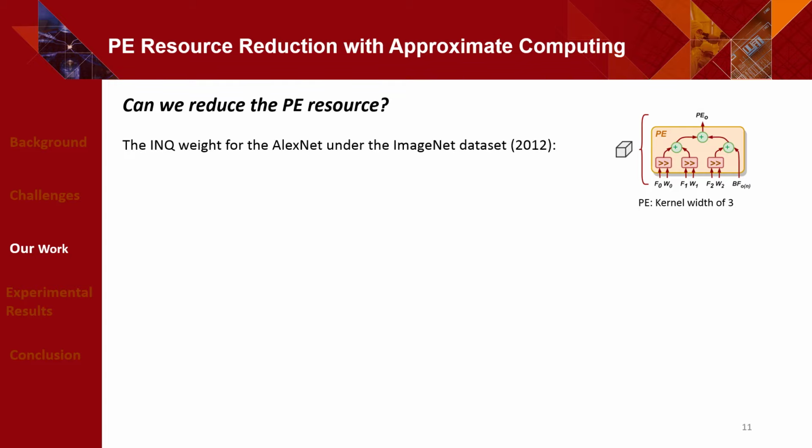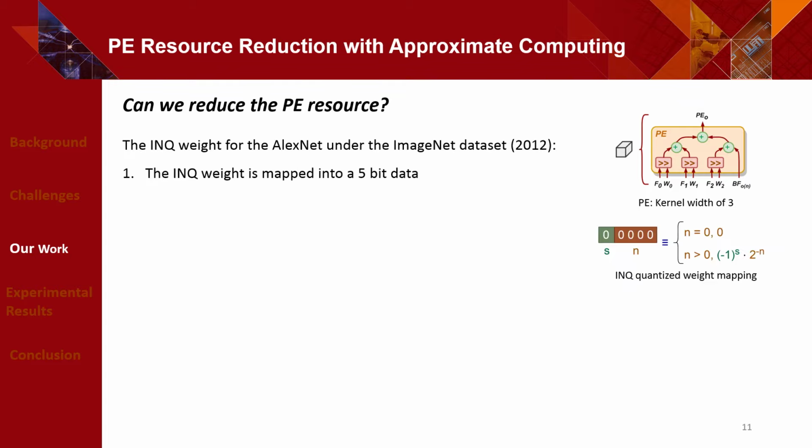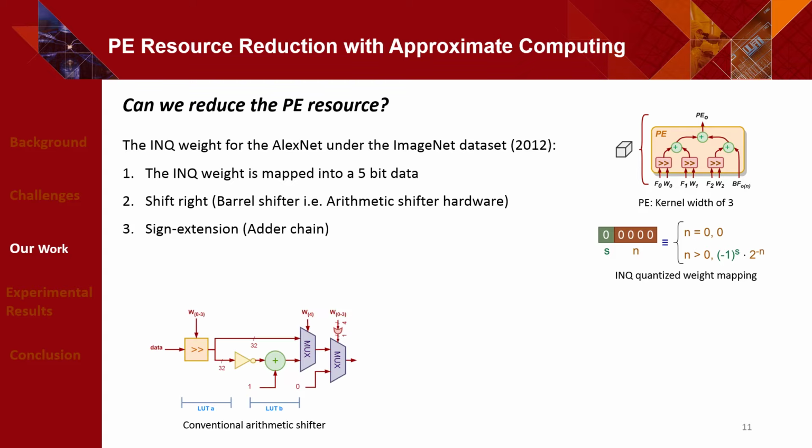work with. For the INQ weights, as we understand, it is shifting based, so the weight is quantized into a shifting manner. So the data is represented in 5 bits: 1 sign bit and 4 shifting bits. And then we require a barrel shifter with an arithmetic shifter, because the feature can either be positive or negative, and the weights also can be positive or negative. Then we need a really complex arithmetic shifter, which also requires more lookup table hardware usage.